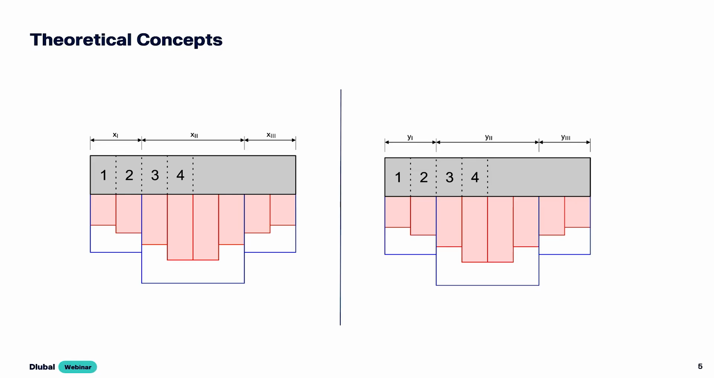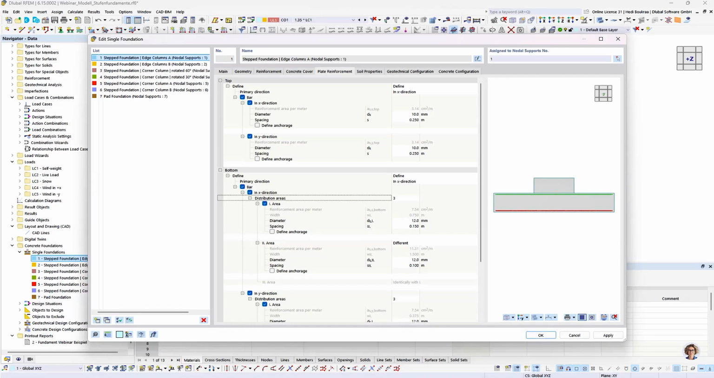Now we come back to the plate reinforcement tab. Here the tab is divided into 2 sections, top for the top reinforcement and bottom for the bottom reinforcement. For both sides, the reinforcement can be defined separately in X and Y direction. At the top, a simple constructive basic reinforcement is provided, a diameter of 10 millimeters with a spacing of 25 centimeters is defined in both directions.